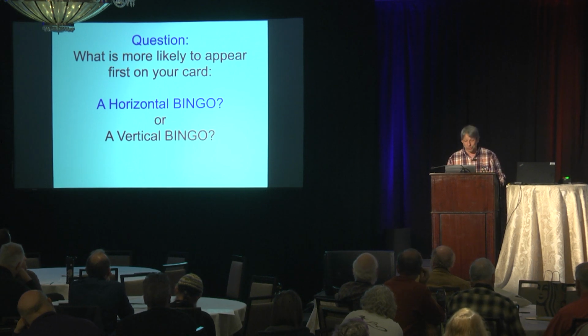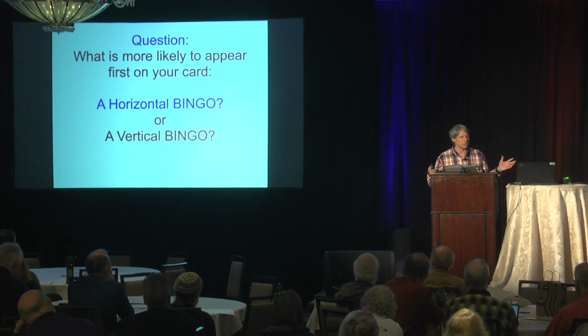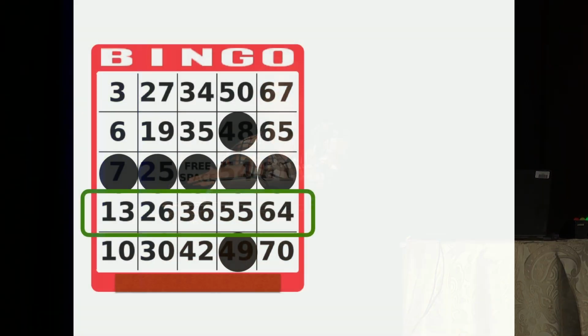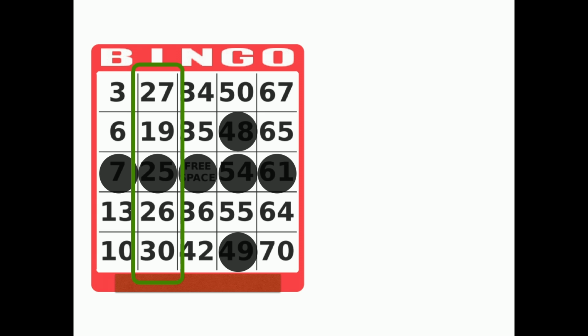We'll ignore diagonals today. The question is, what's more likely to appear first on your card? Okay, you've got this big bingo tournament this weekend. You want to practice, and you want to ask yourself the question, what's more likely, that you get a bingo horizontally or vertically? What do you think? Well, it's 50-50. It's equally likely because you're just as likely to get these 5 completing your card as those 5 completing your card. You're just as likely to get this row of 5 as this column of 5.